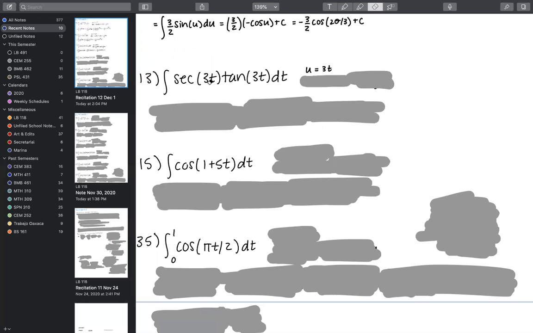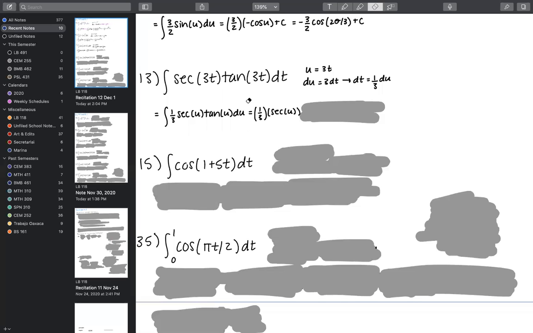So in this case, u is equal to 3t. When we take du, we get 3 dt, and then dt is equal to 1/3 du. So when we plug all that in, you guys get the drill at this point. What I was saying earlier is that if you don't have it memorized, if you can't recognize off the bat that the antiderivative of secant something tangent something is secant of u, then there's no way that you're going to plug and chug and figure this out any other way.